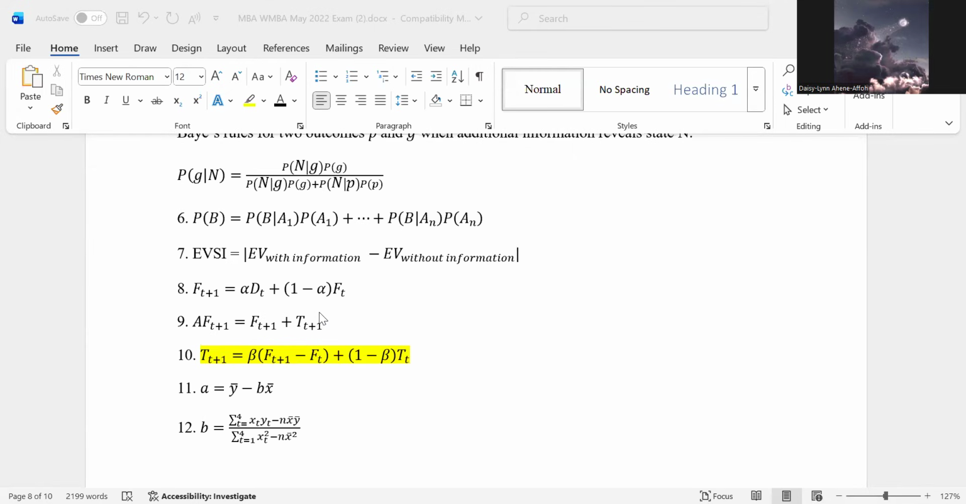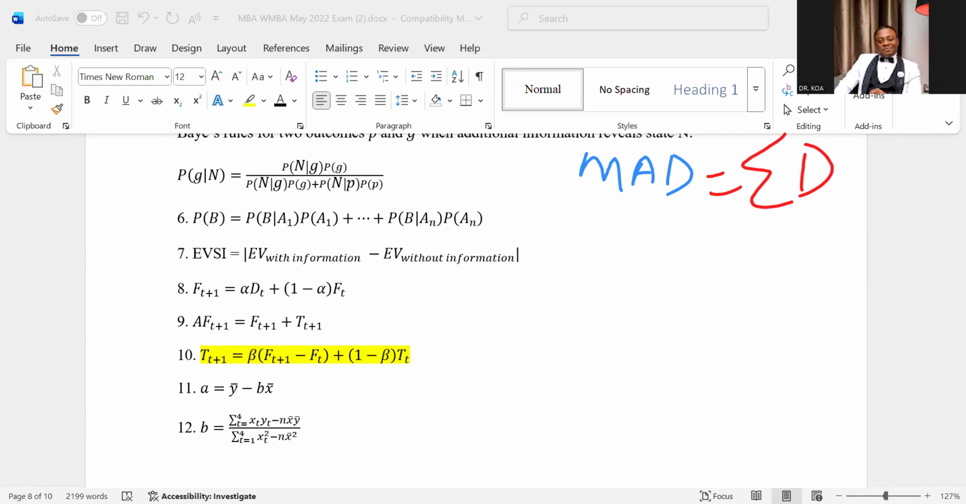Yes, Daisy. Sorry, sir, can you go by the formula again? Oh, how did you say the formula? Is the sum of the demand minus the sum of the forecast all over. When I write it, it might be better. MAD is equal to sum of the demand minus the forecast divided by N.